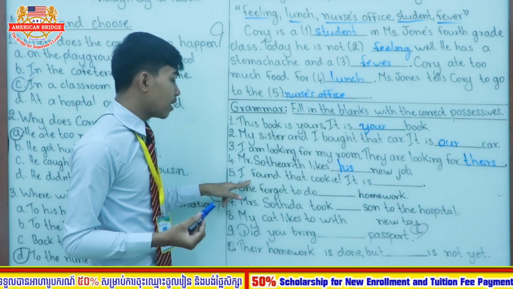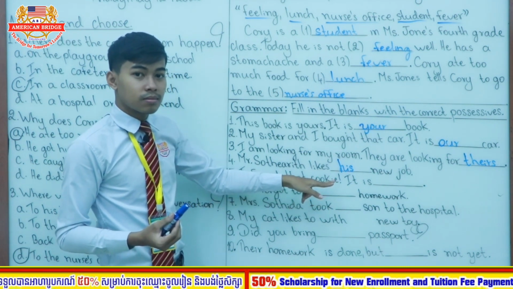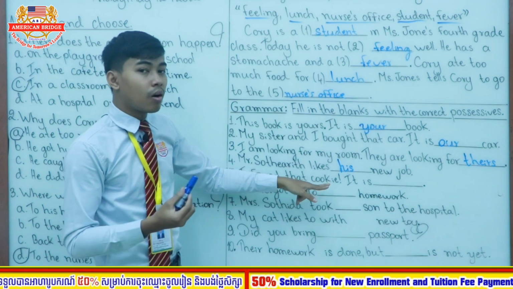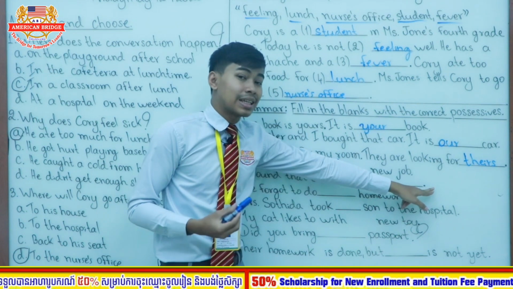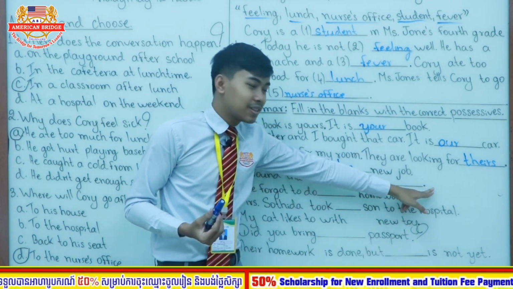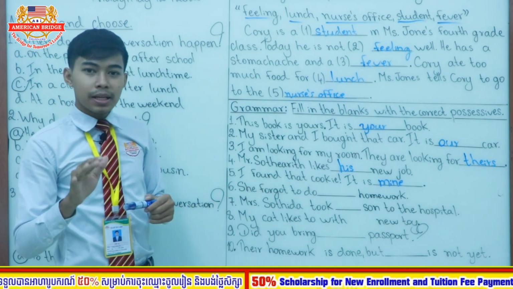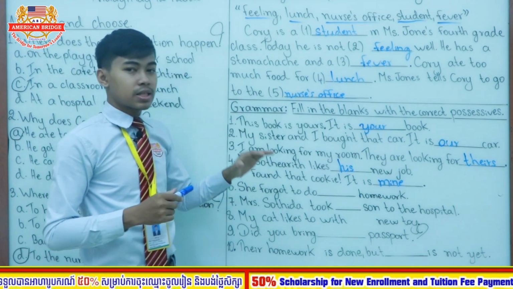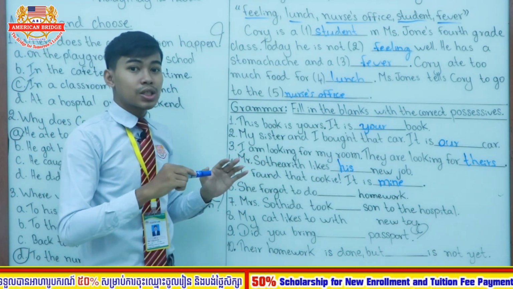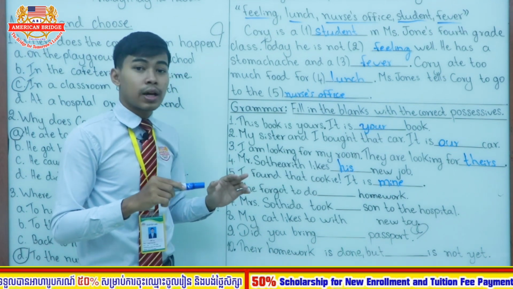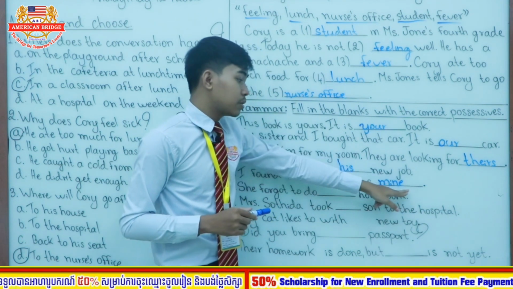Let's go to number 5. I found that cookie. It is my, or it is mine. So if you use my, it means that you need a noun here. But if there is no noun here, you have to say it is mine. So remember, I told you many times, if you use a possessive adjective, you have to find the noun after it. If there is no noun after the blank, it means that you have to use a possessive pronoun like mine. Here there is no noun, right? So that's why you have to use mine, not my.